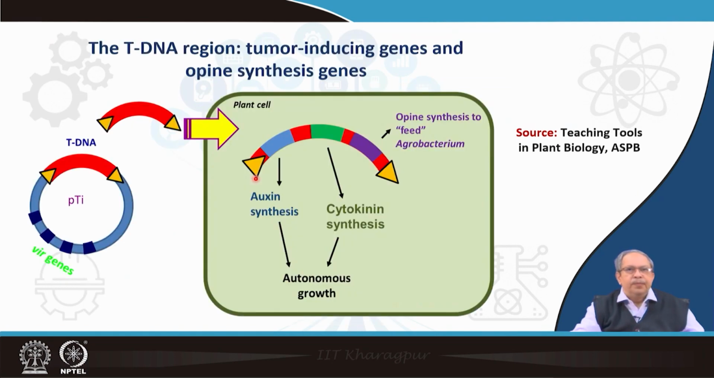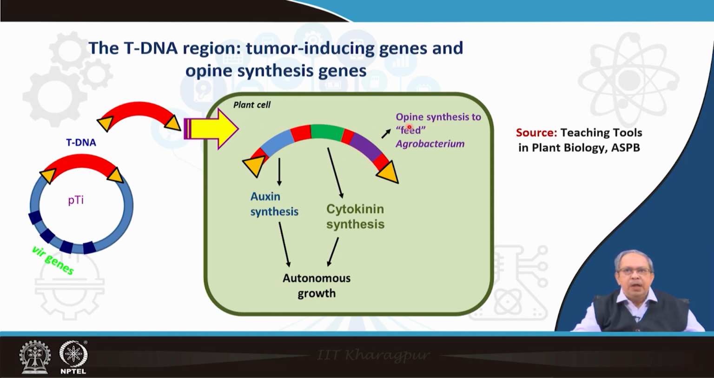Next, let us see. Now, this is a very simplified diagram. As you see, a Ti plasmid contains the T-DNA flanked by two border regions, and now this is cut, and this T-DNA moves inside the plant cell. This yellow arrow is nothing but the pipe-like structure which is formed by the virulence B proteins, through which the T-DNA safely enters into the plant cell.